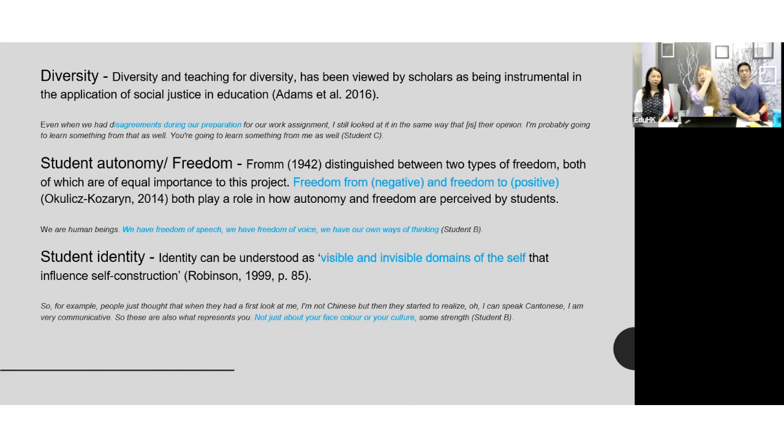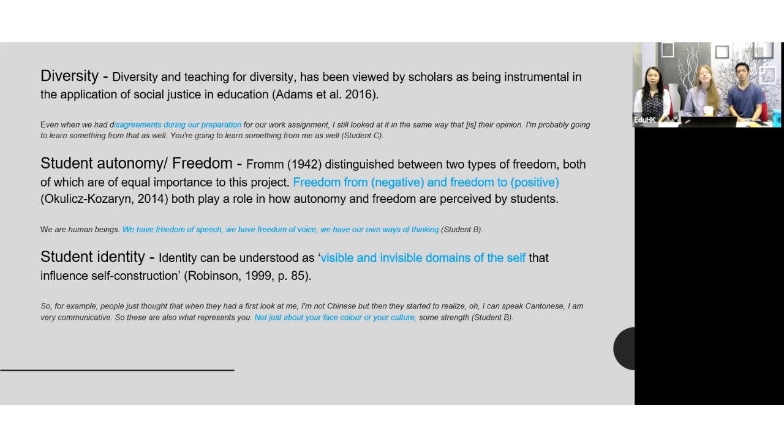Student autonomy and freedom. There were two kinds of freedom, positive and negative, as outlined by Fromm. Negative freedom would be freedom from, and positive freedom would be freedom to. Most common was the positive type of freedom. Students were quite concerned about being judged, and so this was the most common form of negative freedom.